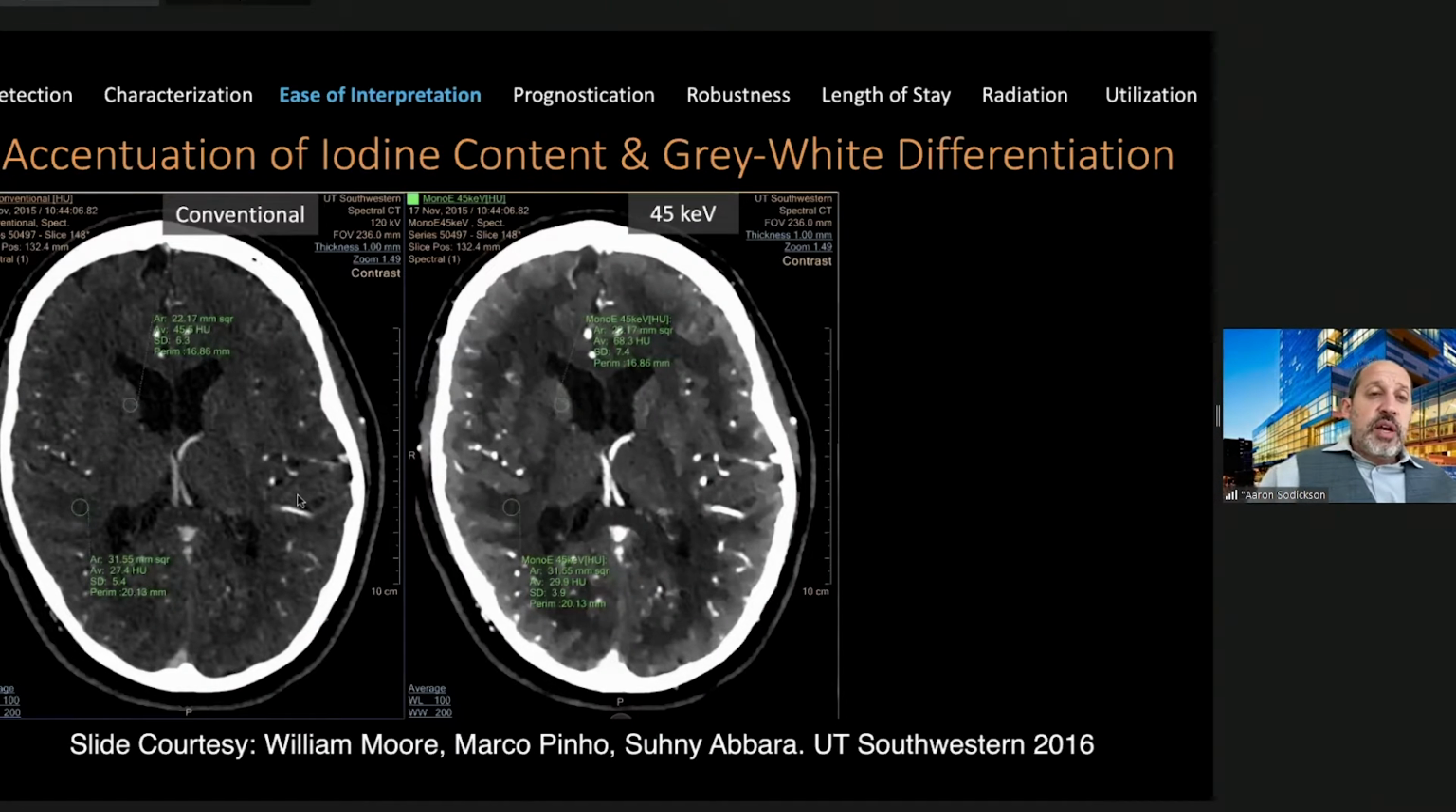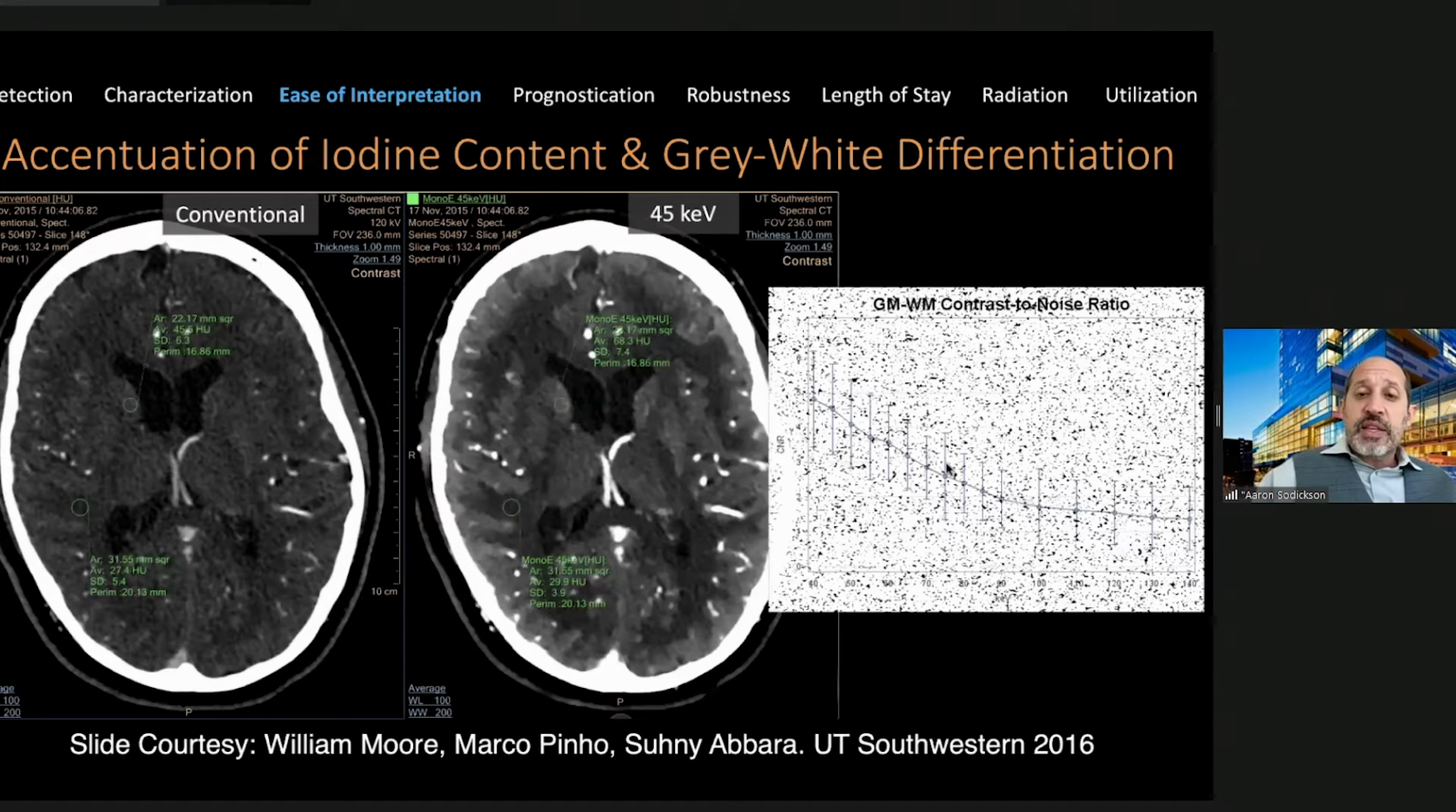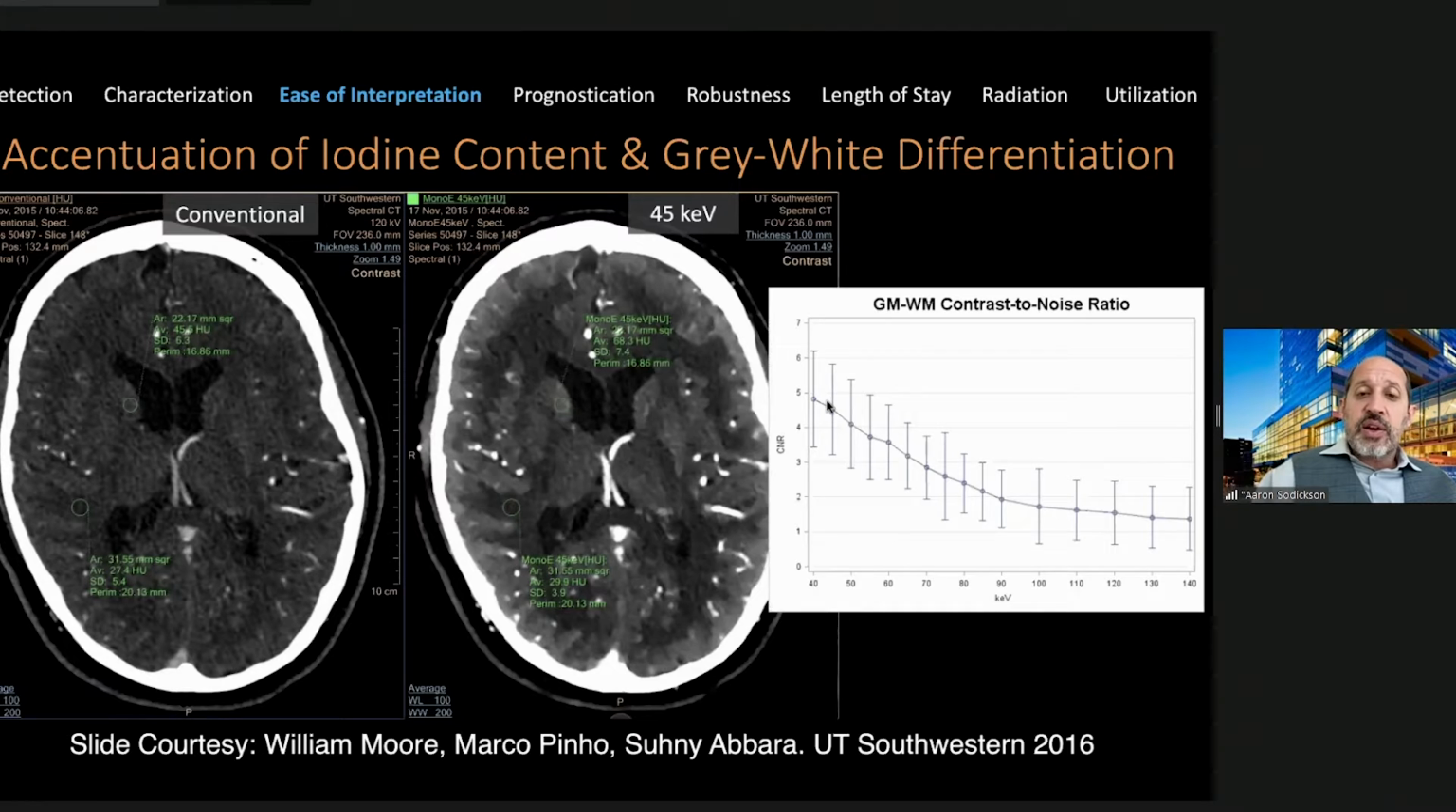This is a patient, this was lent to me from UT Southwestern. This is on the Philips scanner, conventional images, 45 keV images. The first thing to look at is the attenuation of the vessels. We've created a beautiful CTA from a not so great CTA by dialing down to 45 keV. The other thing you can see is that the gray-white differentiation is accentuated at low keV. And if we plot that differentiation, it just goes higher and higher the lower we go with our keV setting.